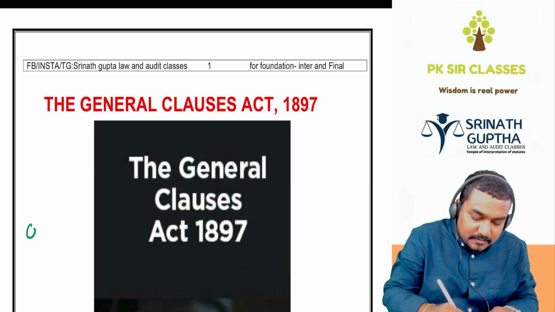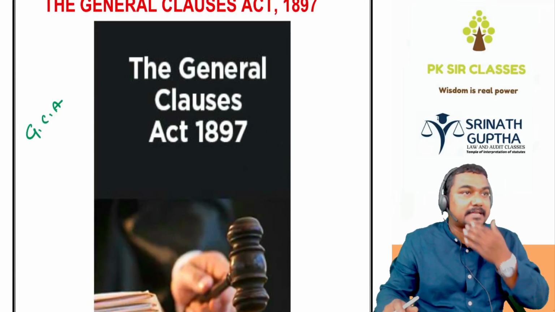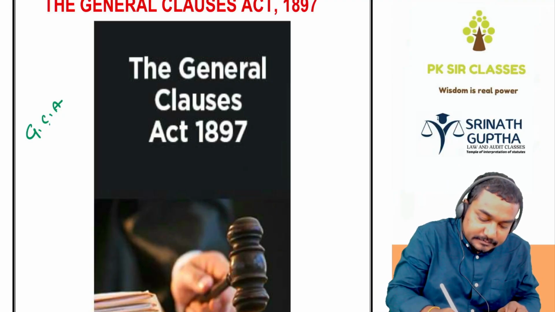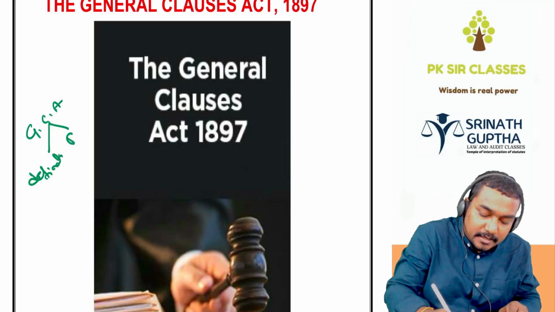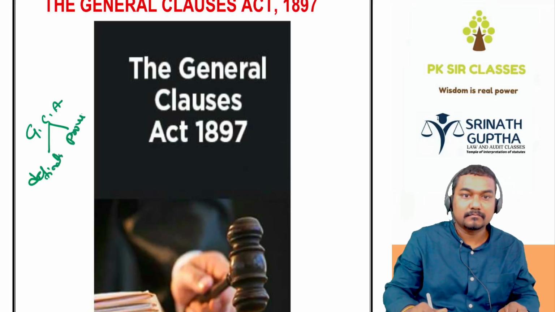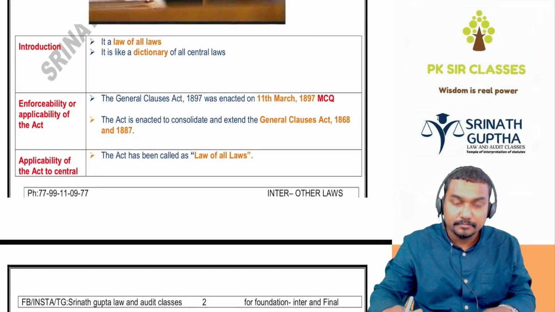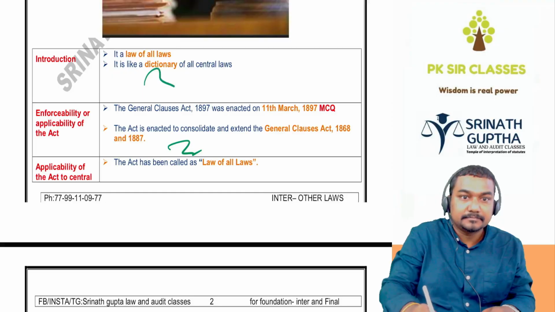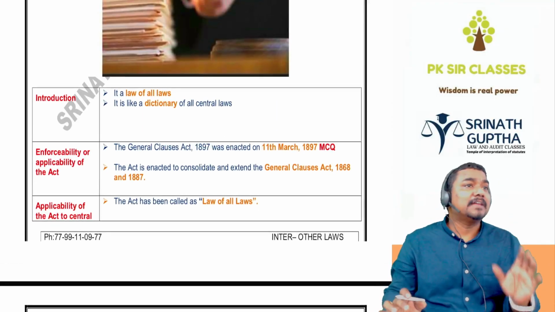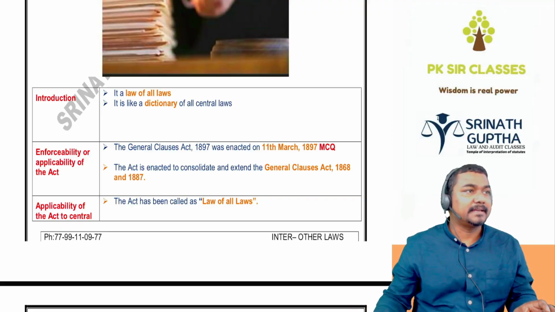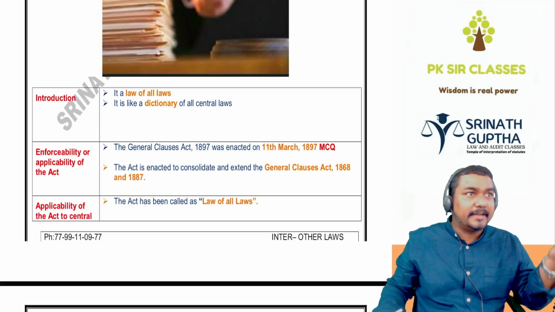So what is the meaning of the General Clauses Act, beta? Actually, it is a General Definitions Act. General clause means general definition or general provision. Whenever an act is silent about the meaning of any definition, we will take that definition from the GCA.